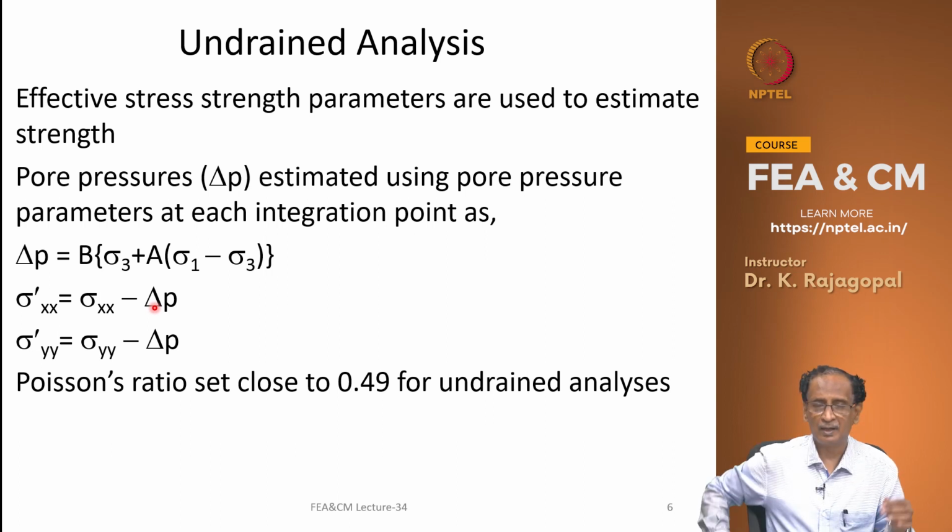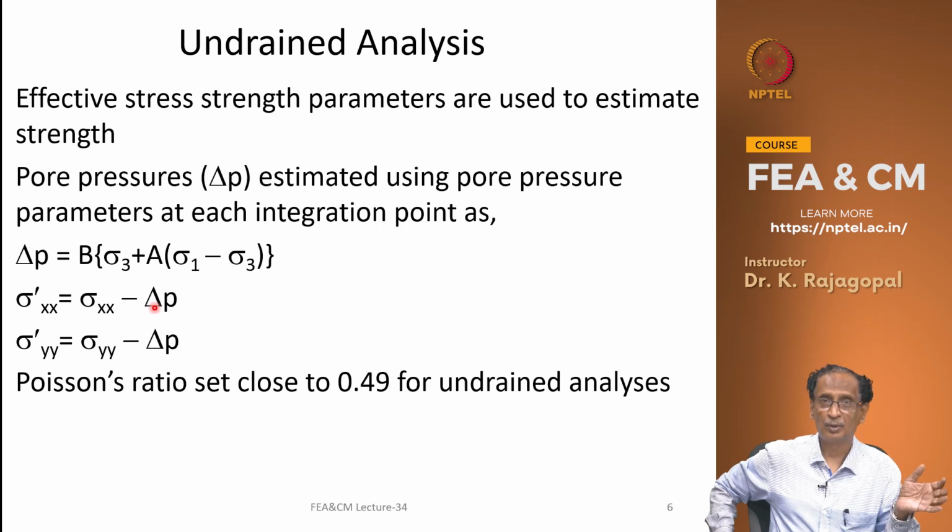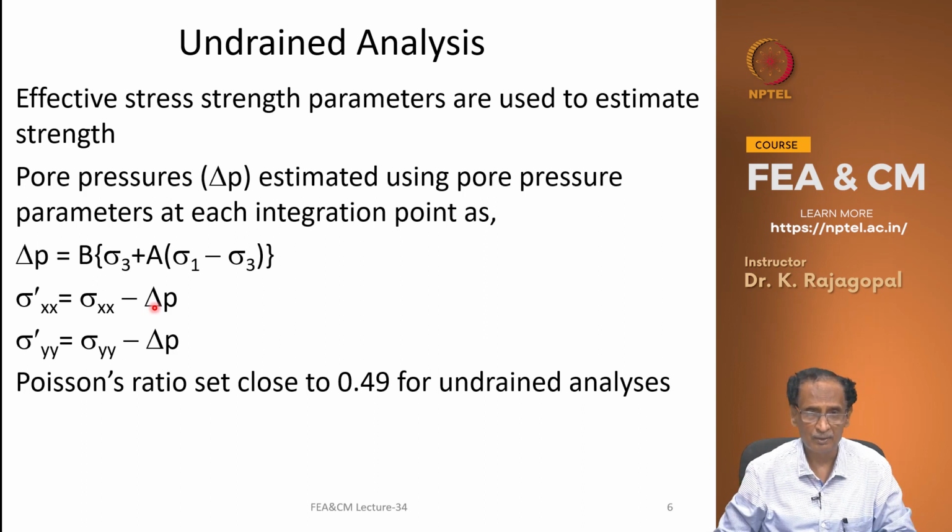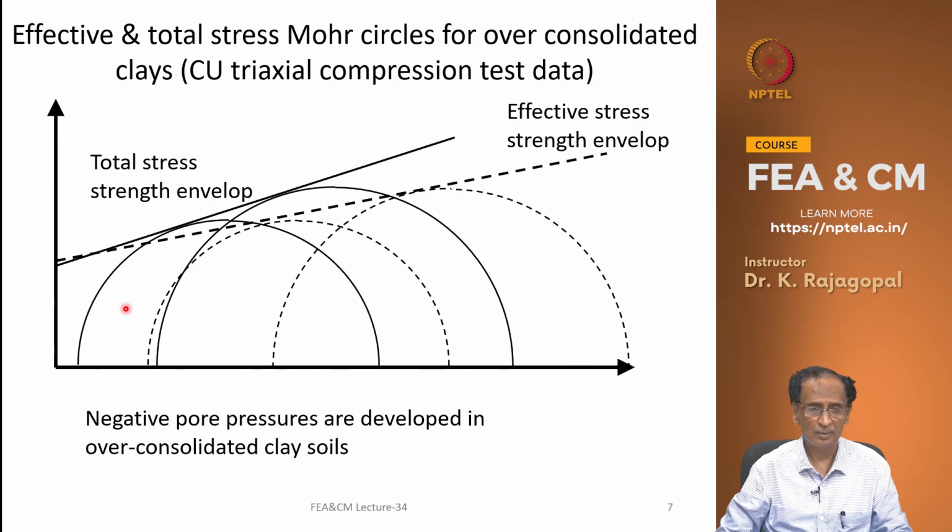And when we are doing the undrained analysis, we set the Poisson's ratio close to 0.49, or we can even set it to 0.499 depending on the precision that you use. Okay. And if we are doing the effective stress analysis, we need the effective stress shear strength parameters.